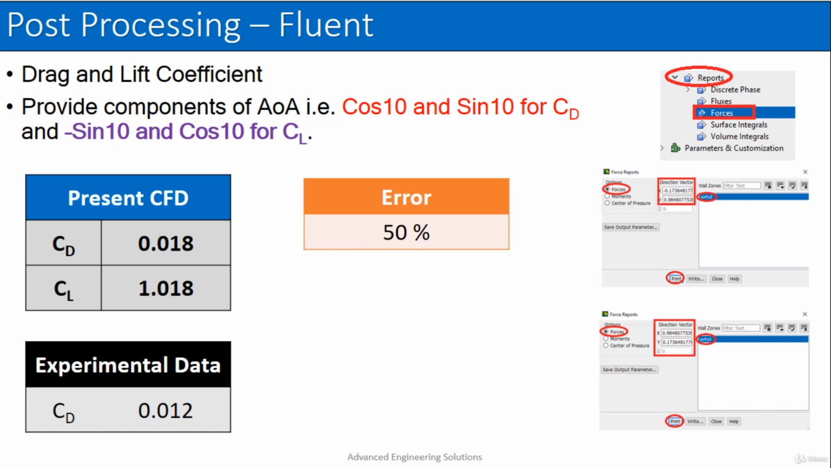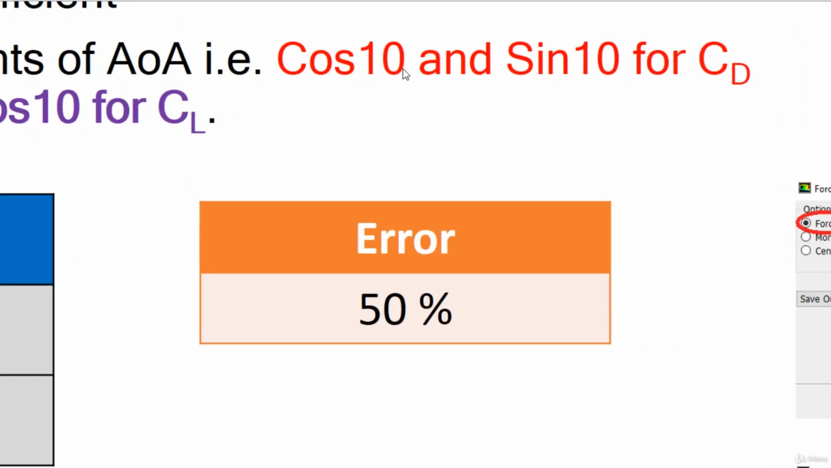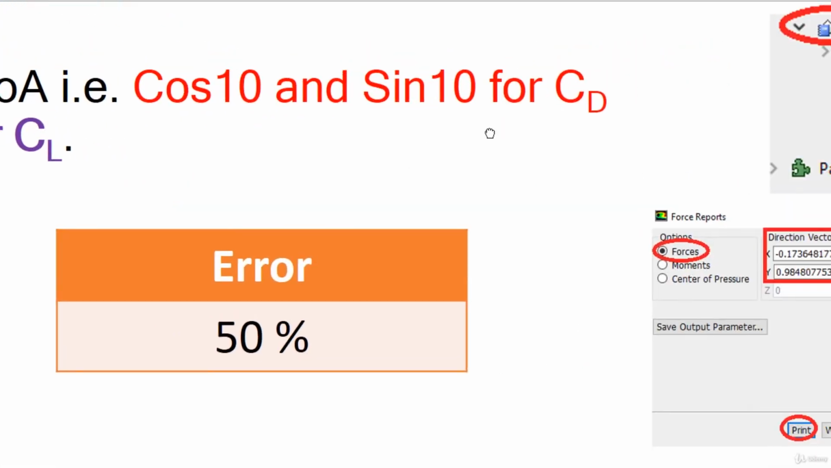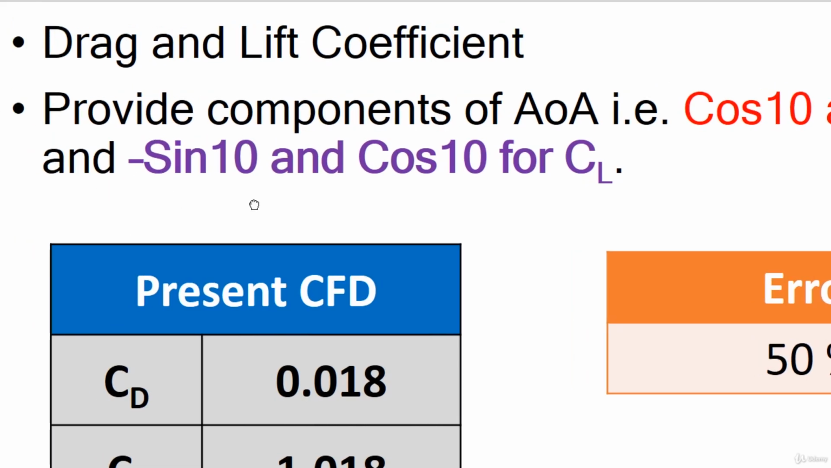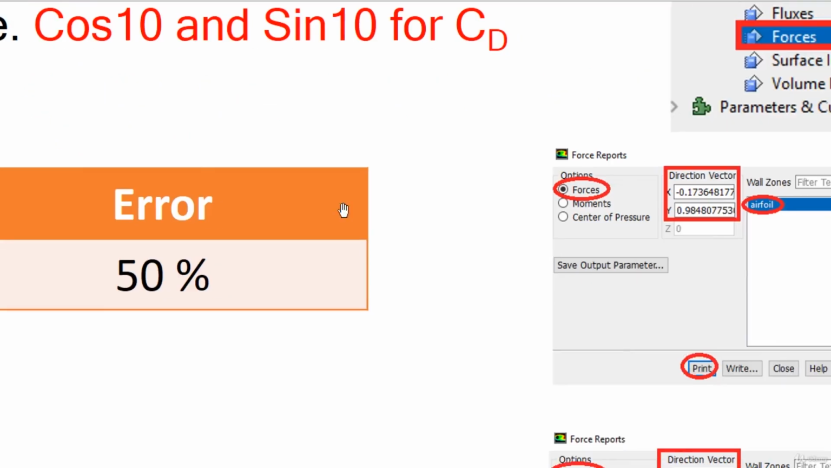As far as the value of the lift coefficient is concerned, this value is mostly accurate from the CFD, irrespective of the mesh refinement or the transition model. And since we are solving this case for 10 degrees of angle of attack, you have to provide the cos 10 and sin 10 components for the CD. The same we did when we were using the monitors, and for the CL we will be providing the minus sin 10 and the plus cos 10.